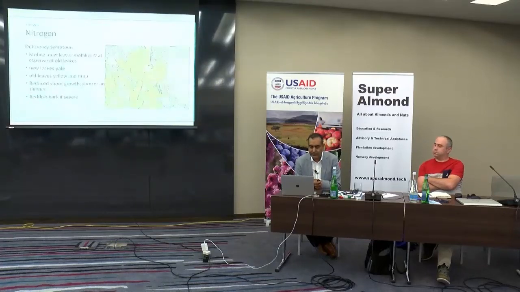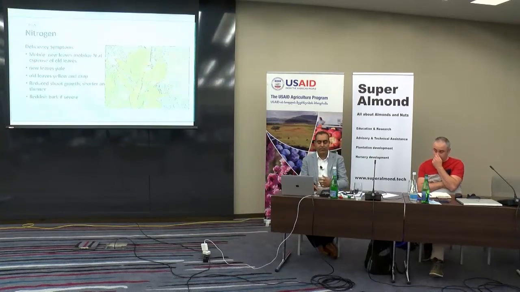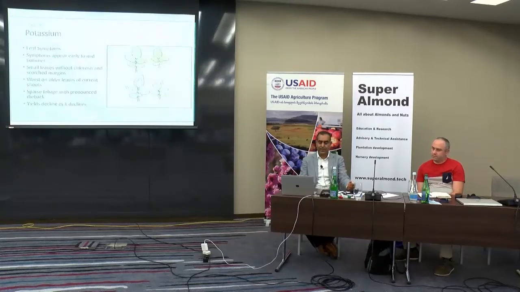Basically, I will end this discussion by discussing a few of these important elements and how they can affect the trees. For nitrogen deficiency, we see pale yellow color in the older leaves. It can cause reduced shoot growth and shorter and thinner shoots.